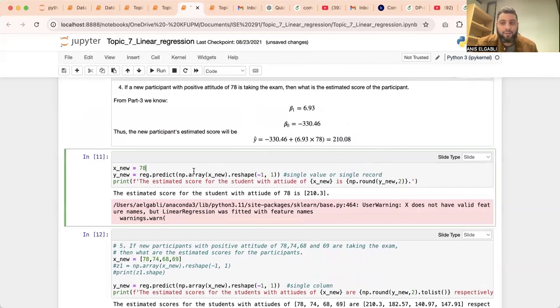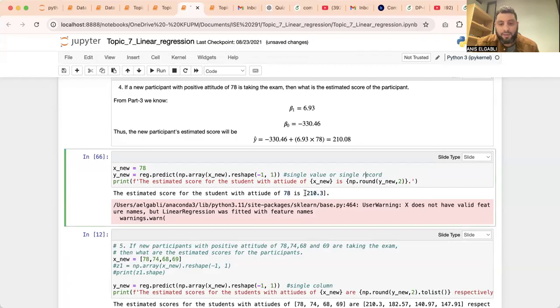So how do we do that with Python? Here's a new X that's equal to 78. We call the function predict, reg.predict, and predict always takes the input as a 2D array with one column. That's why we are reshaping it as one column. We pass 1 here and -1 here, which depends on the number of elements. Then we pass that to predict and print it out. And this is what we get. For 78, the estimated score for a student with attitude 78 is equal to 210.3.